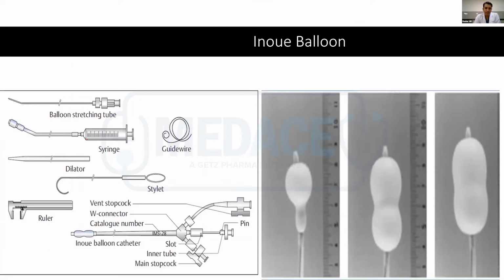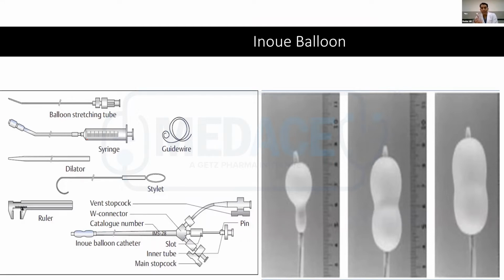This is the Inoue balloon we take. I'm very much hopeful that everyone who has done the rotation in the cath lab, especially in Pakistan, would be aware of this Inoue balloon. There are two important stalks: number one, the main stalk, and the vent stalk.